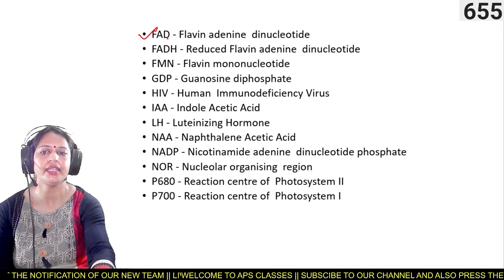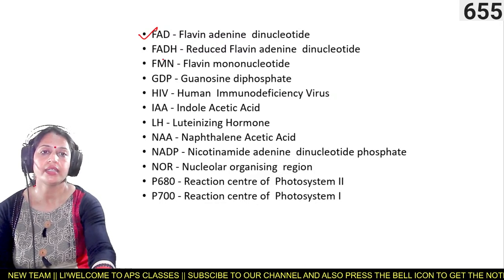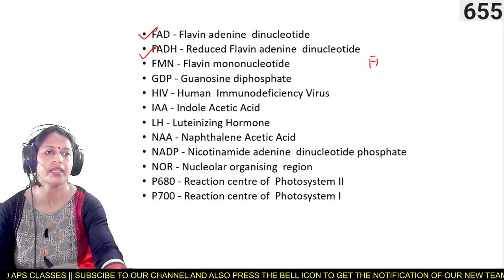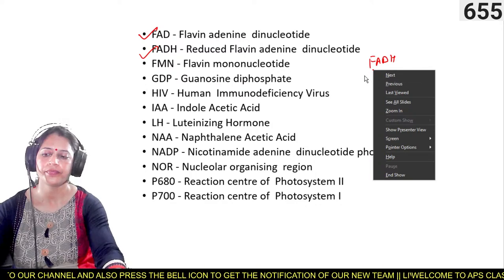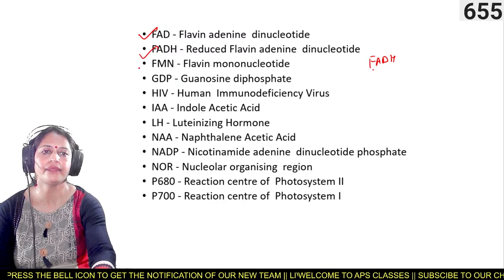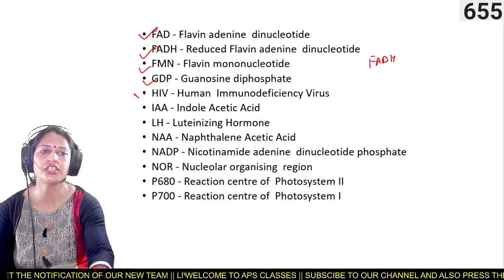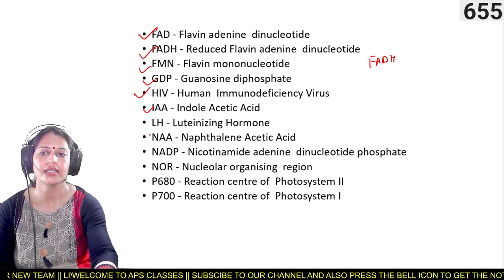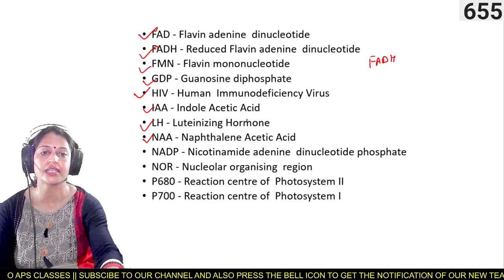Next abbreviation is FAD, that is flavin adenine dinucleotide. FADH, reduced flavin adenine dinucleotide. FMN, flavin mononucleotide. GDP, guanosine diphosphate. HIV, human immunodeficiency virus. IAA, indole acetic acid. LH, luteinizing hormone. NAA, naphthalene acetic acid.